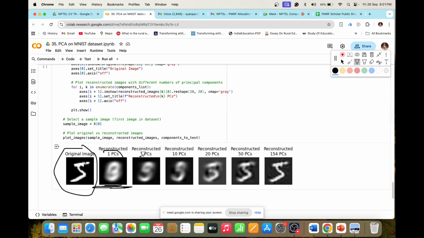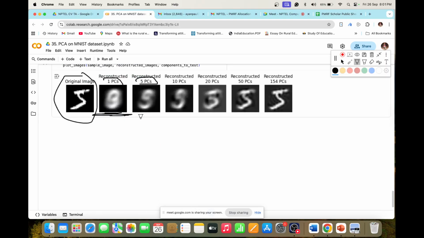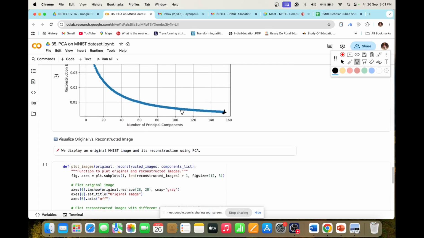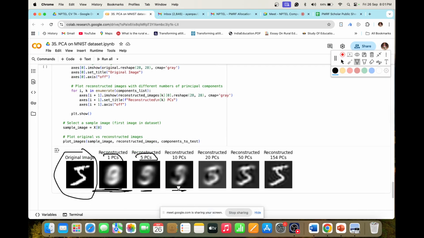After that, if I take 5 principal components, our error certainly decreases; 0.58 is our error. Now it is something visible, but again we cannot say what exactly it is. With 10 principal components we have less reconstruction error, about 0.04. Now we are getting some shape, but it is still not clear. Then this is with 20 PCs, and this is with 50 principal components.